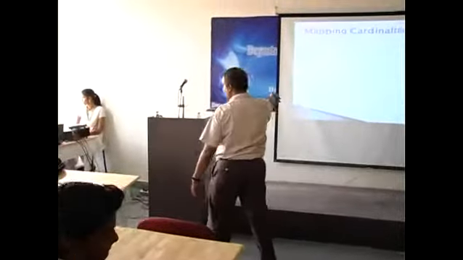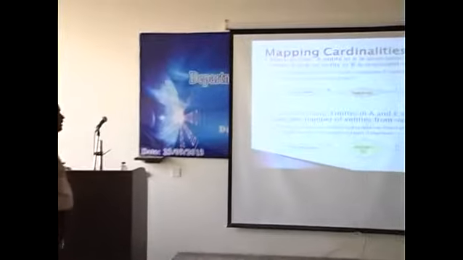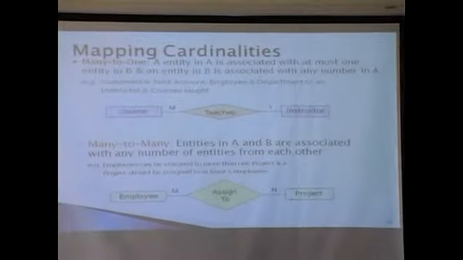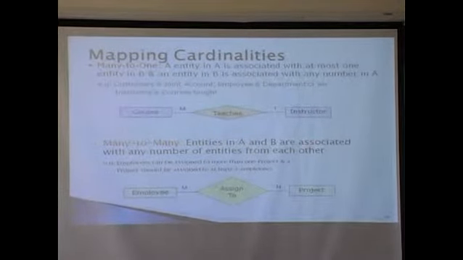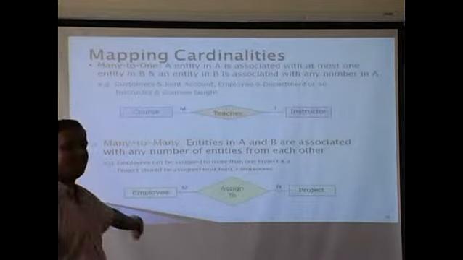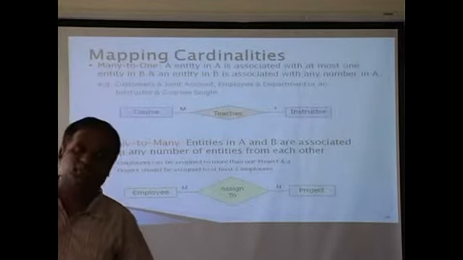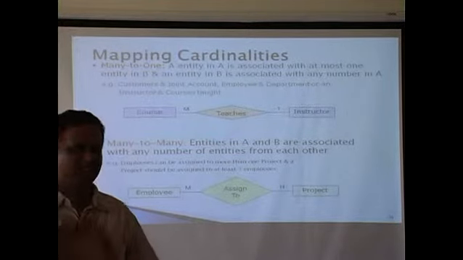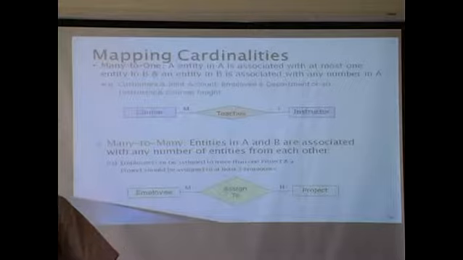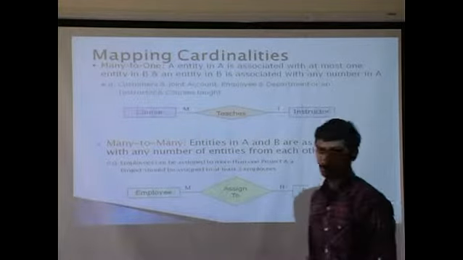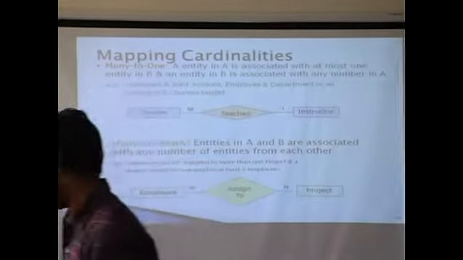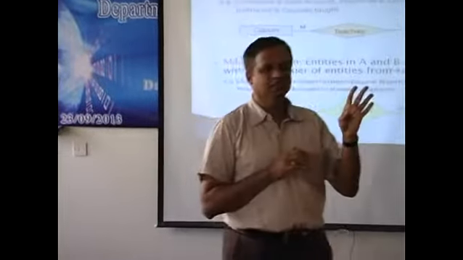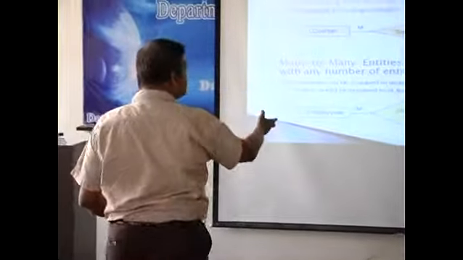Go next. You will have an example. See, this typically comes in companies. One employee may be assigned to many projects, and in one project you will have many employees. So it becomes many to many. So there are four types of cardinalities: one to one, one to many, many to one, and many to many.